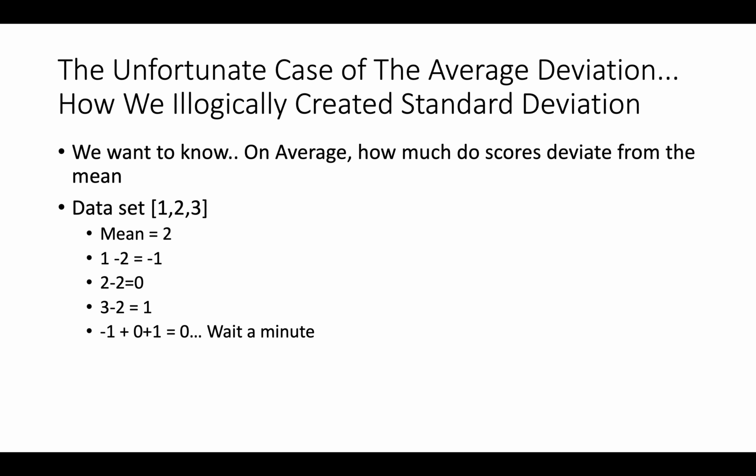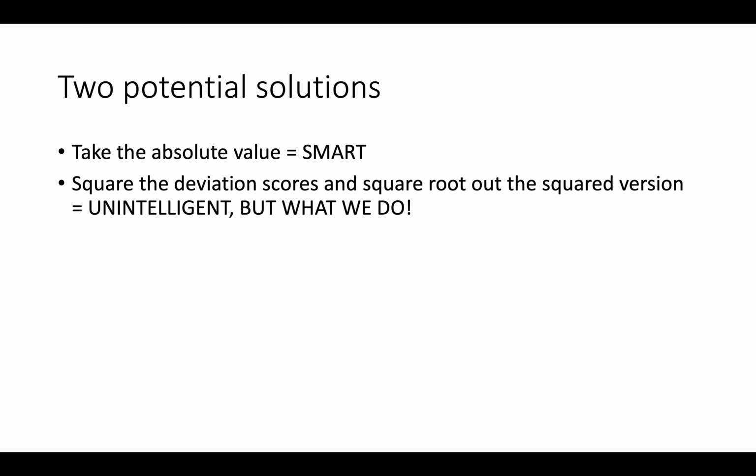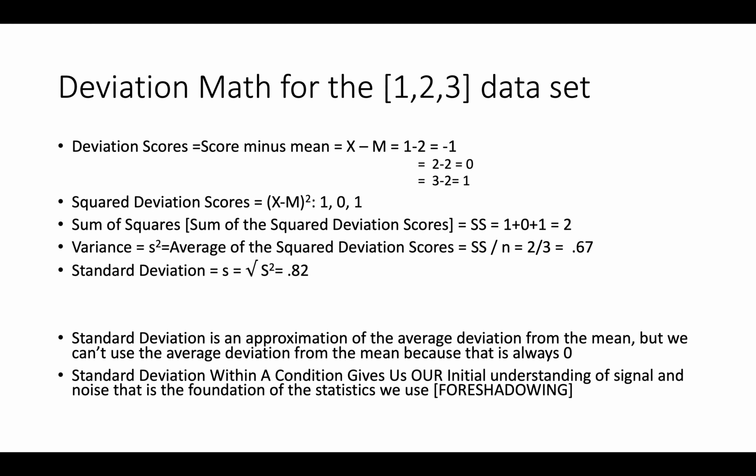But that's not what we do. We've decided to solve the -1 problem by squaring, summing, averaging, and square rooting. Let's see that in action. Now, I believe taking the absolute value would have been the smart solution, but we do the thing I just described. So let's go back to that 1, 2, 3 data set, and let's use the new solution, not the absolute deviation. Let's square those deviation scores and do all that math.